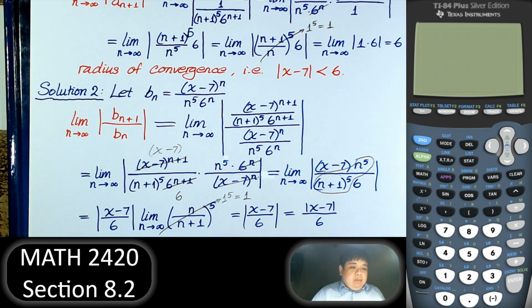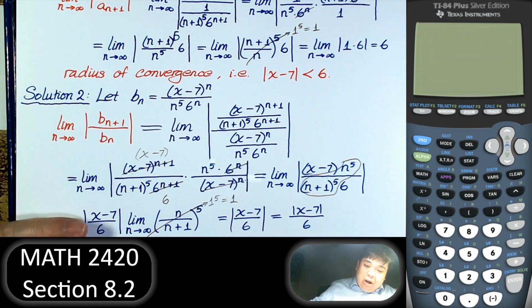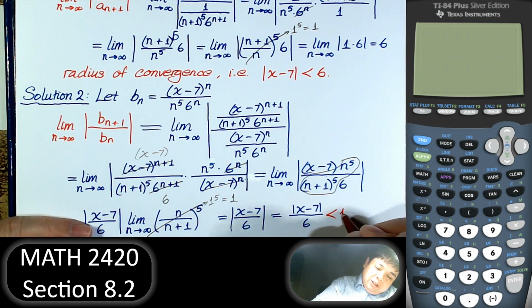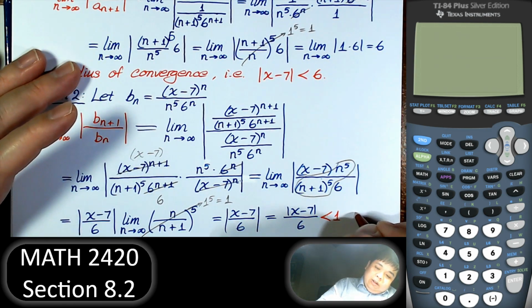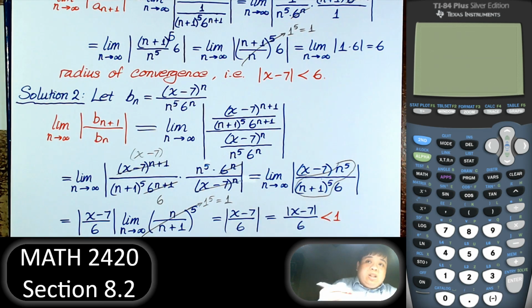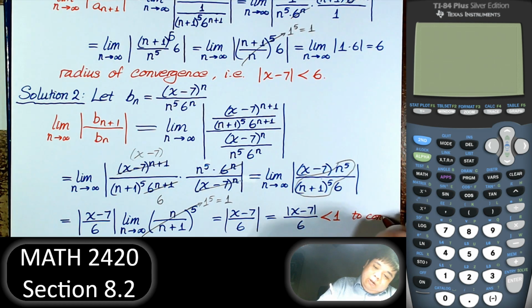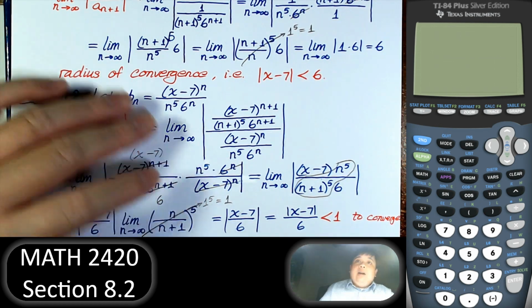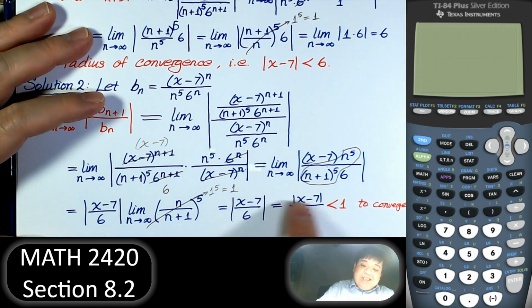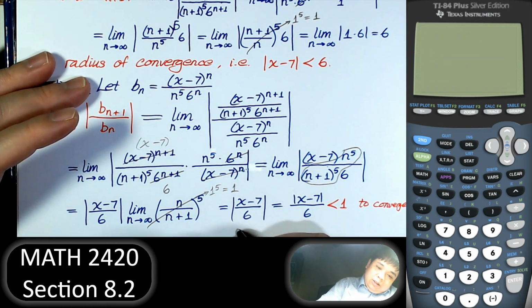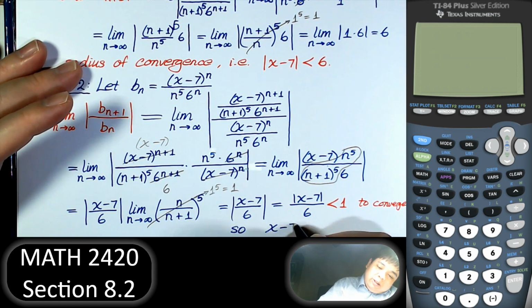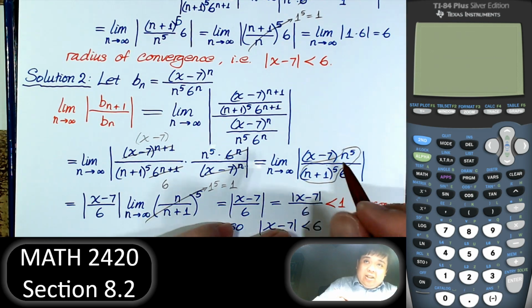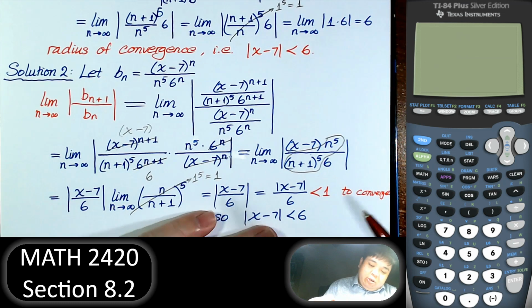Right. Now, if we run this form, the series is convergent if this is less than 1. For the series to converge, we need that to be less than 1. So multiply by 6 on both sides. We have |x minus 7| less than 6. And with that, 6 is the radius of convergence. That is exactly like what we had before.